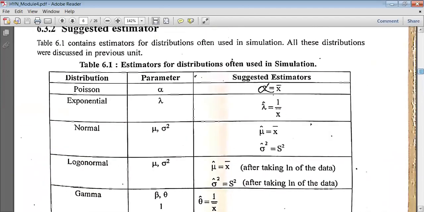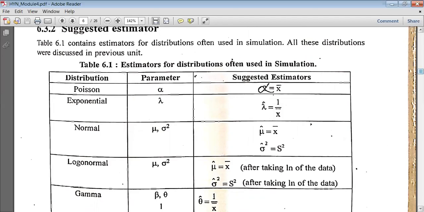One more important question in your fourth module is on estimators. What are the different suggested estimators which are used in simulation? You have to write this table: Poisson distribution and the different types of distribution, what the different parameters used are, and what the different suggested estimators are.